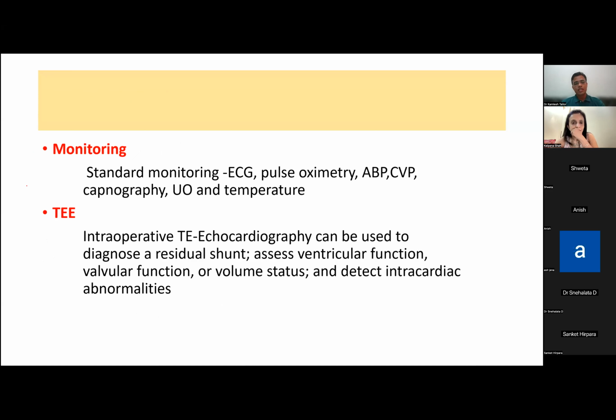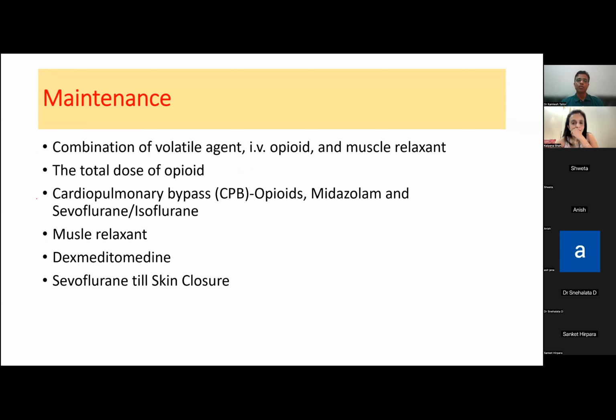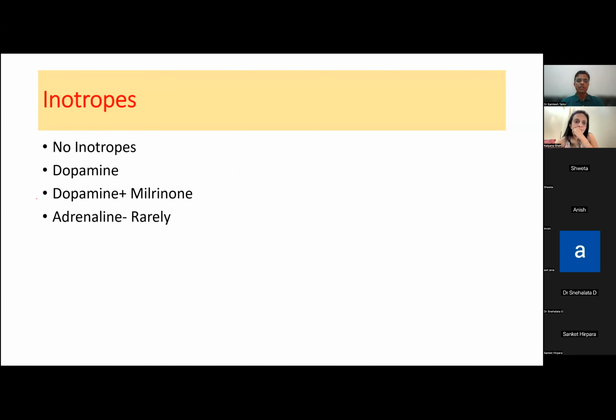Monitoring, as I mentioned, and then if needed, we perform TEE to check whether the repair has been closed properly or not. Regarding the choice of inotrope, usually they do not require an inotrope, but in most of the cases we start dopamine just to come off, and later on in the ICU we taper off the dopamine. Only rarely we are using milrinone in such kind of patient, when right ventricular dysfunction is documented. Otherwise, rarely we are using milrinone, and rarely we are using adrenaline.